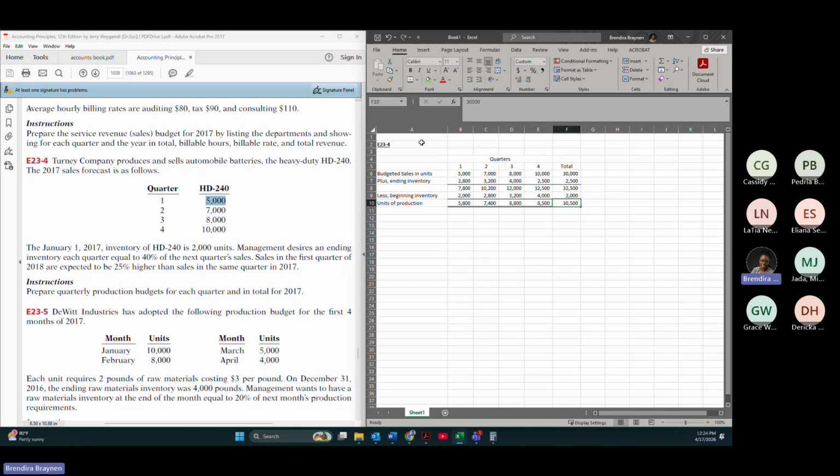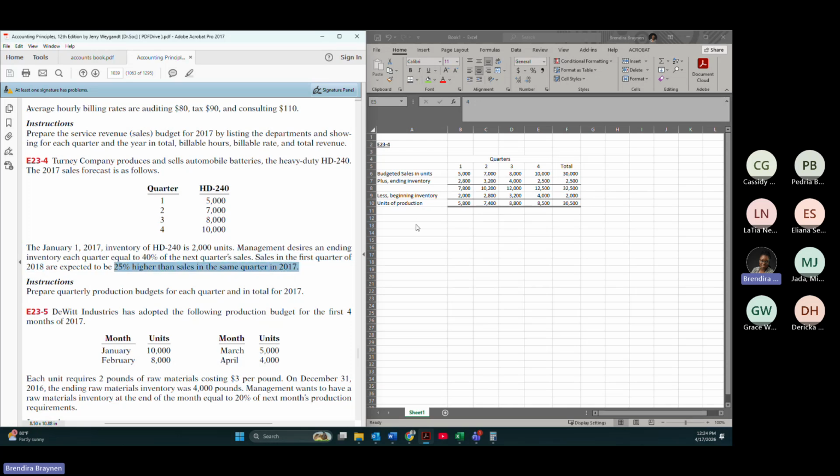Sure. So quarter four, the sales part, they gave us 10,000. The ending inventory is going to be based on the following quarter. There are only 4 quarters in 1 year, so the next quarter is going to be the first quarter of the new year. That's why they told us sales in the first quarter of 2018. That's the new year, because we're working on 2017 numbers. 2018 is the new year. Sales are expected to be 25% higher than sales in the same quarter in 2017.